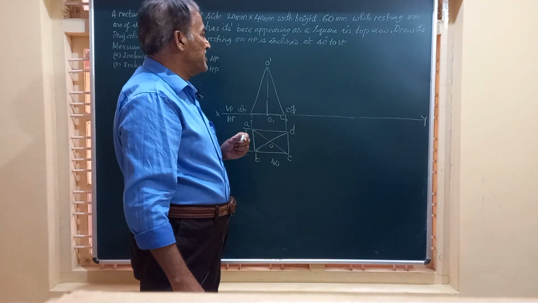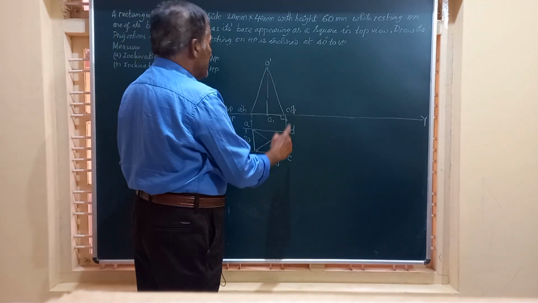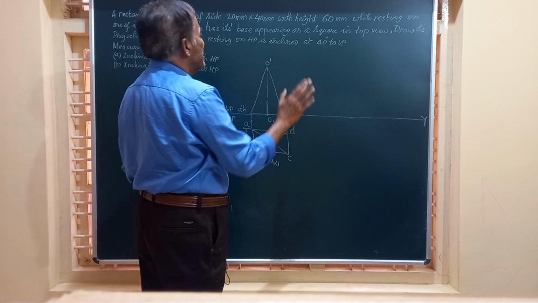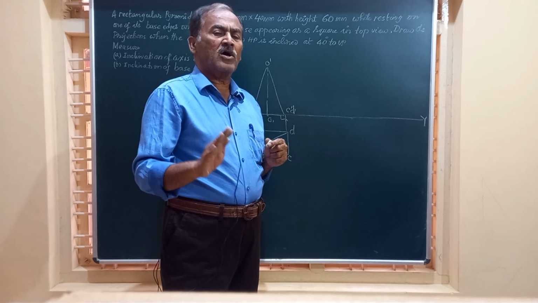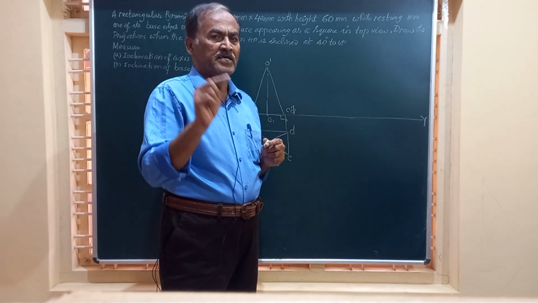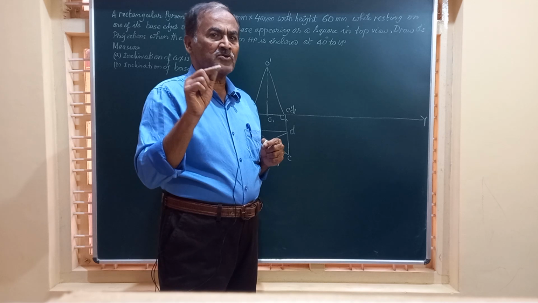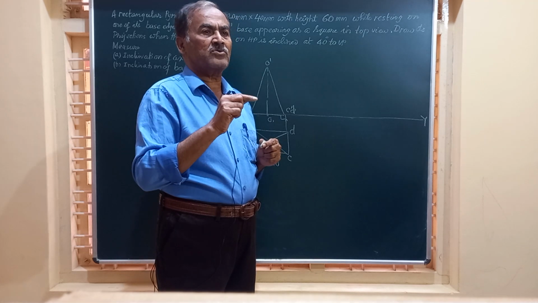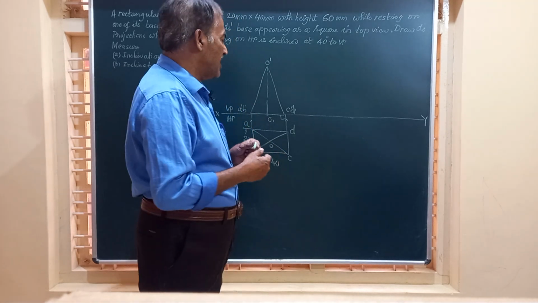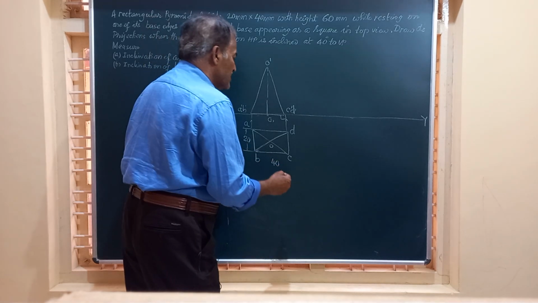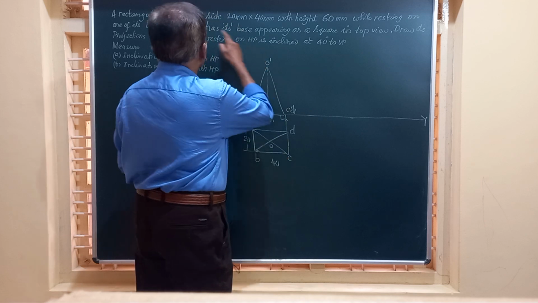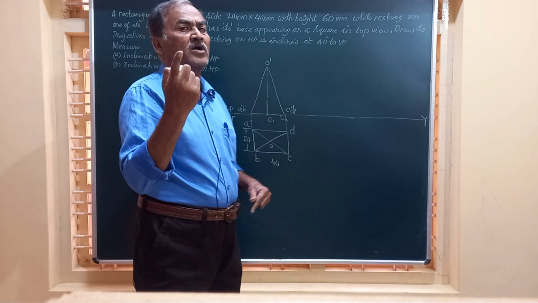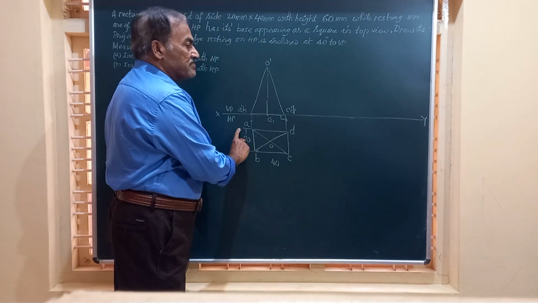Now friends, what is to be done? It says while resting on one of its base edges. In the question it is not specified on which edge it has to rest, but it is up to you to decide on which it has to rest, either on the shorter edge or on the longer edge. Friends, now we are going to write the top view, which is given to be a square. Square of what side? Square of 20 mm side.